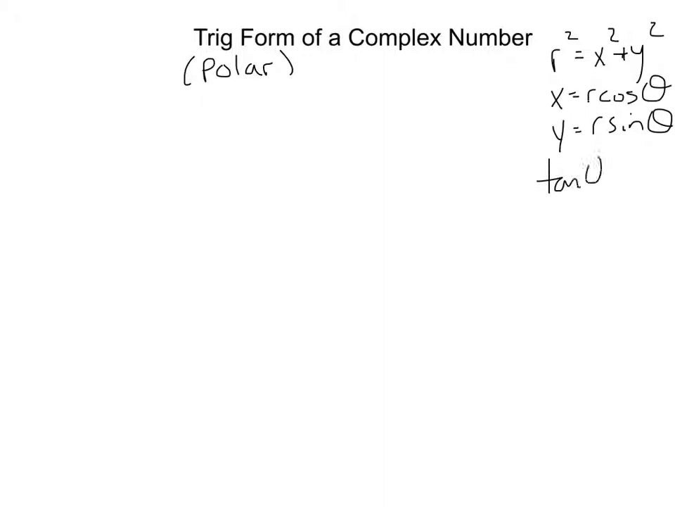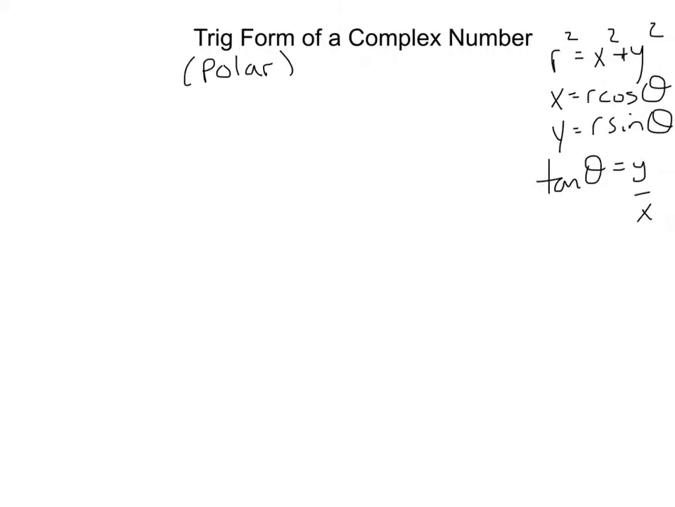So we had r squared equals x squared plus y squared. We have x equals r cosine theta. y equals r sine theta. And finally, tan theta equals y over x. So we're going to use these things to do the trig form of a complex number. So here we go.